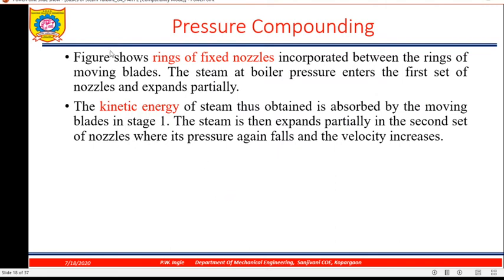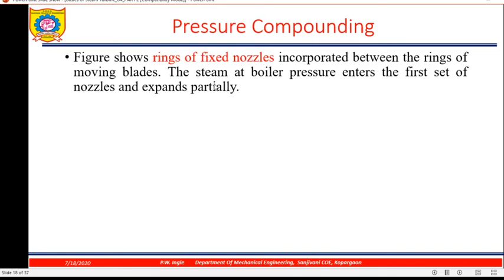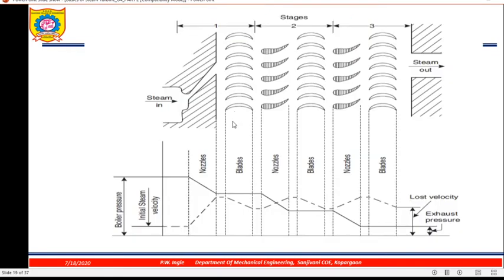Now next is pressure compounding. Here the figure shows the ring of fixed plate incorporated between the rings of moving blade. The steam at boiler pressure enters the first set of nozzle and expands. So I will first explain this, then we will read how it is working. How does a pressure compounding turbine work?